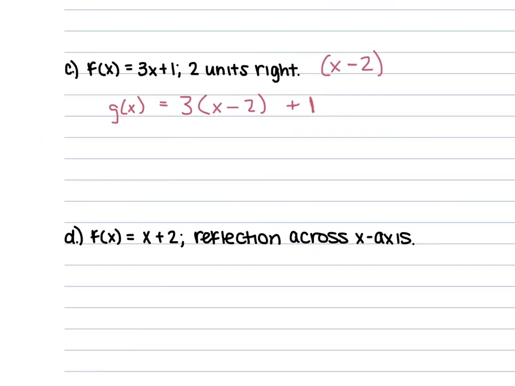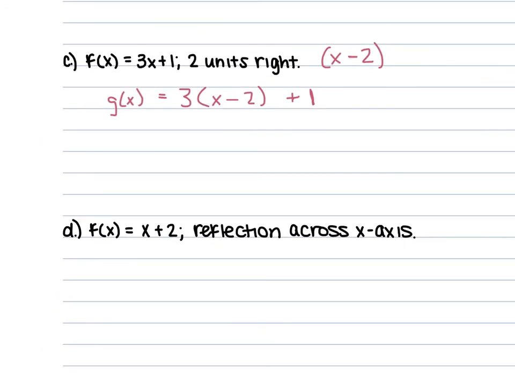All right, what do we do for D? We have a reflection across the x-axis. G of x is going to equal negative x plus 2. Perfect. So g of x is equal to negative x plus 2. So reflection across the x-axis happens when we have a negative on the outside of our parentheses, but we don't have any parentheses here, so we just put our negative out front.